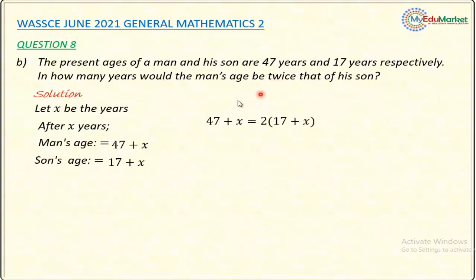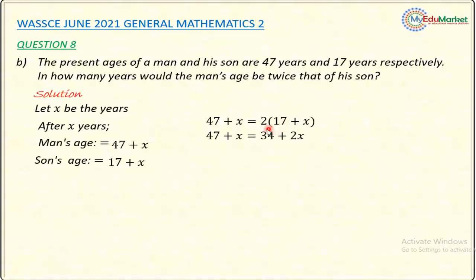So forming that equation, I have 47 plus x. This left hand side is the age of the man after x years. Look at it: 47 plus x is the age of the man after x years, and what is in the bracket, 17 plus x, is the age of the son after x years. So the man's age will now be twice, 2 times, the age of the son after that x years. So I continue solving this equation.